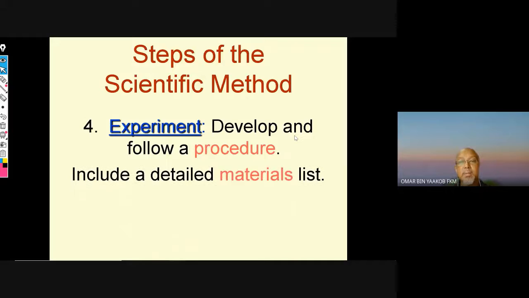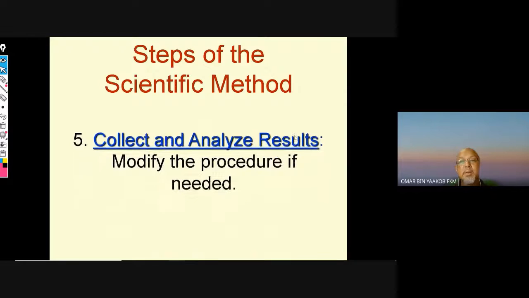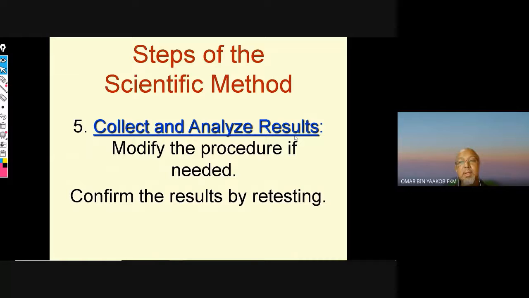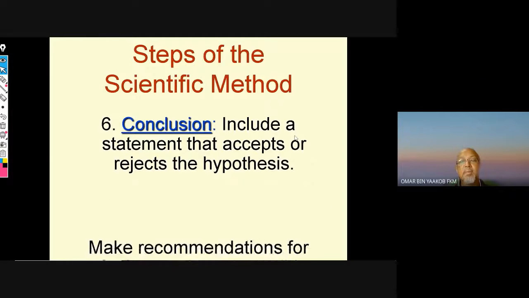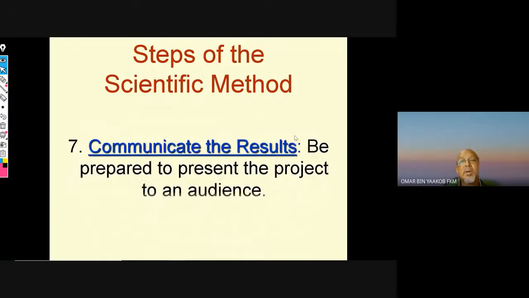And then do the experiment. Okay, the outcome must be measurable. Collect, analyze results. Compare the result by retesting. Table, graph, photograph, and make conclusions, recommendations. And finally, what's the last point? Number 7. You communicate the results.